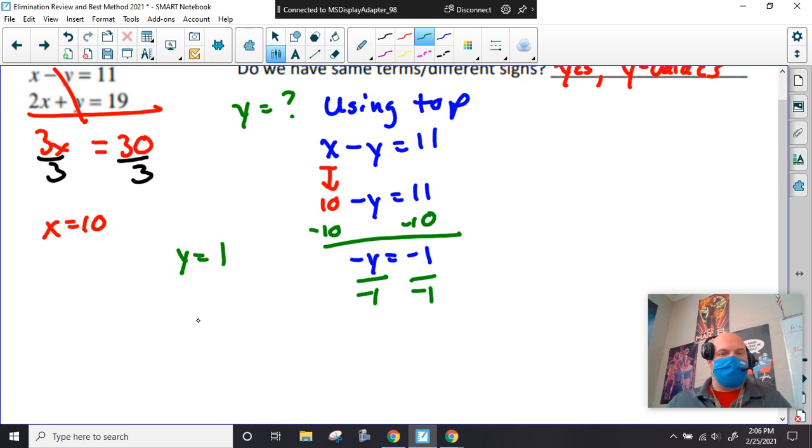Did I do that right? Nope. It's supposed to be negative 1. I put too many negatives in there. This should be a positive 1 right here. I was trying to do the answer beforehand.